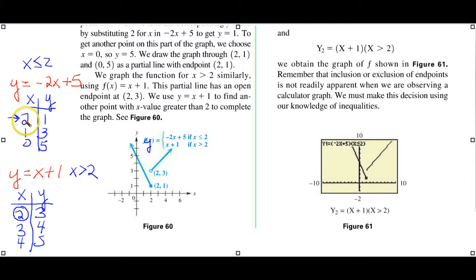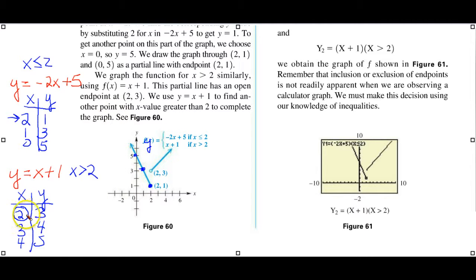Well, here this one is included. x is 2, y is 1. So x is 2, y is 1, and we put a dot there. That's where we're starting. And then if we plot these other points, you get this line. These other points, 1 and 3, is right there. And then 0 and 5 is right there. And this continues.